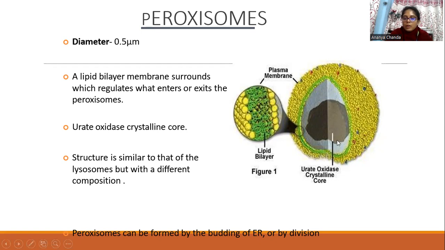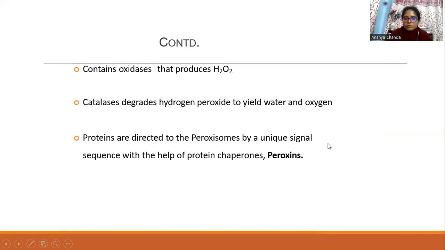So it has what? The urate oxidase crystalline core in the peroxisome. It contains the oxidases that produce hydrogen peroxide. Catalase degrades the hydrogen peroxide to yield what? Water and oxygen. Proteins are directed to the peroxisome by a unique signal sequence with the help of protein chaperones, that is, peroxins.